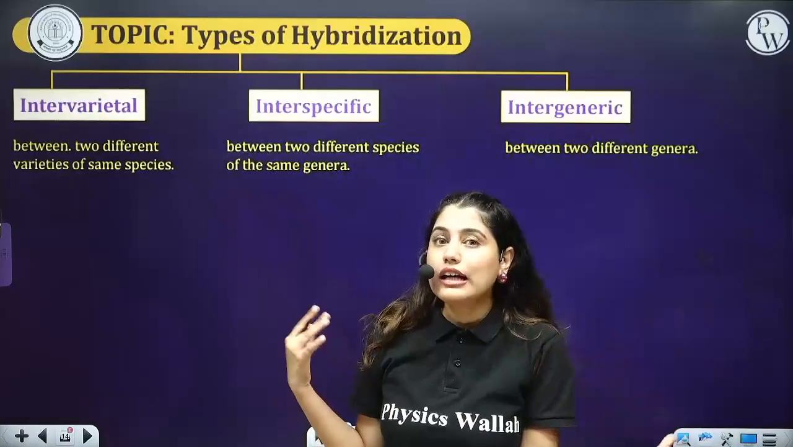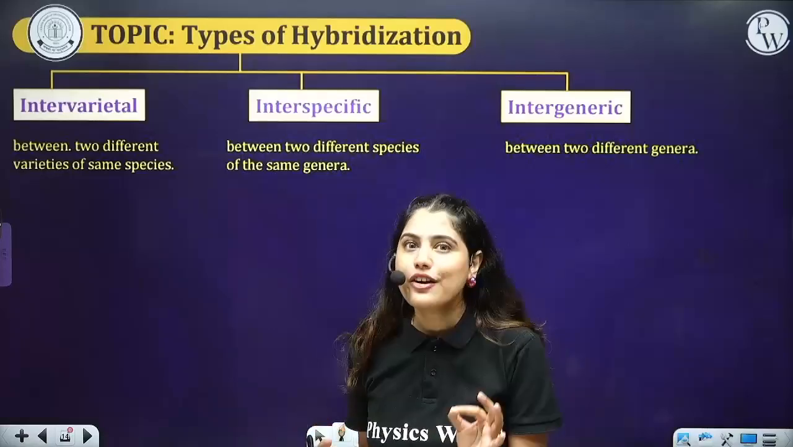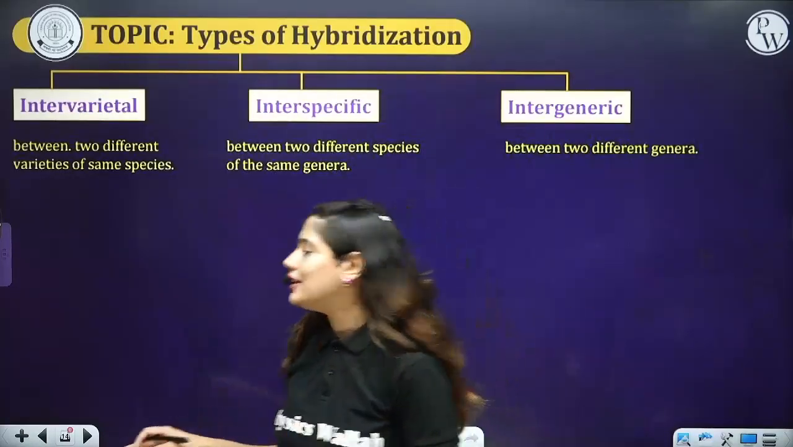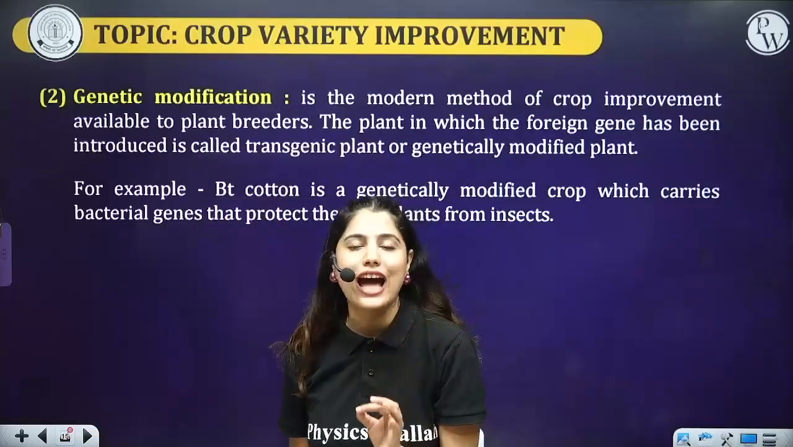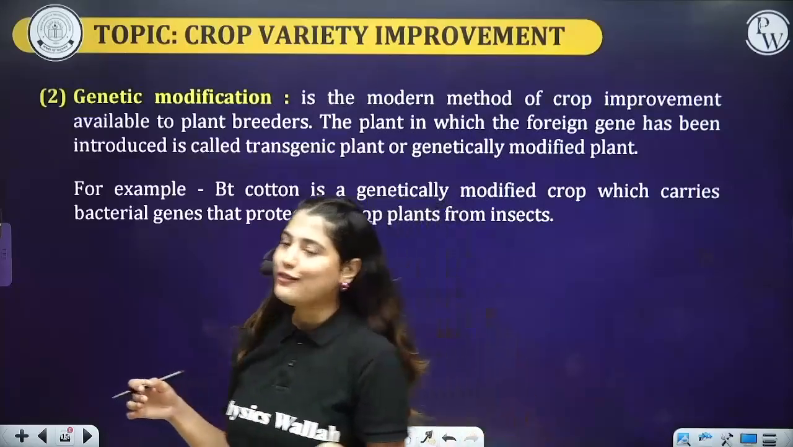Now what are the other methods by which we can improve the variety? How are we improving variety? Another method is where we are making a genetically modified organism. How are we making that organism? Now let's have a look at it.